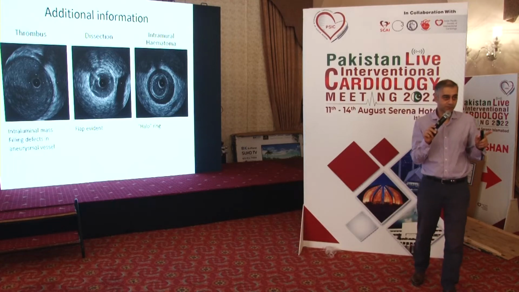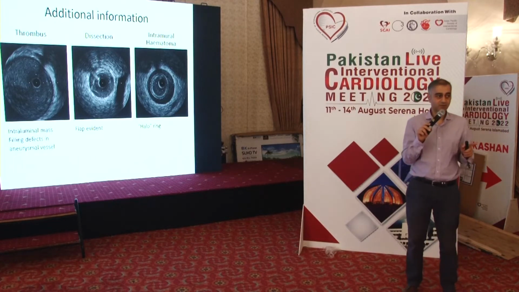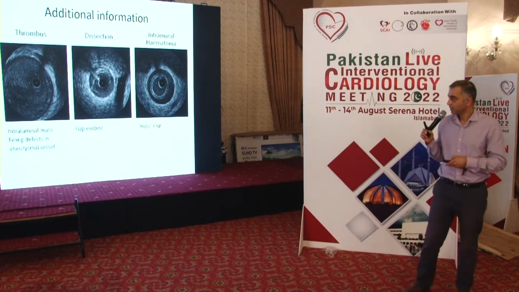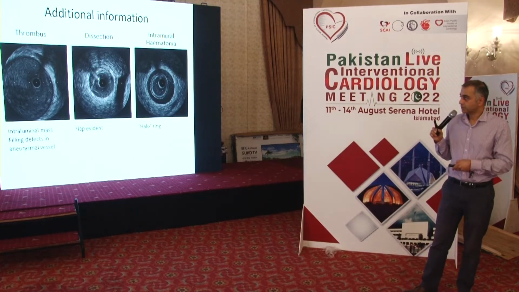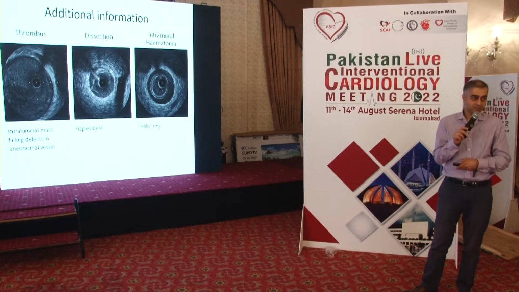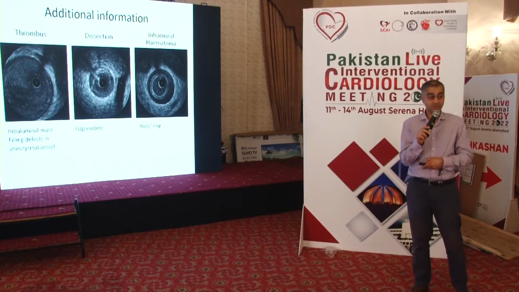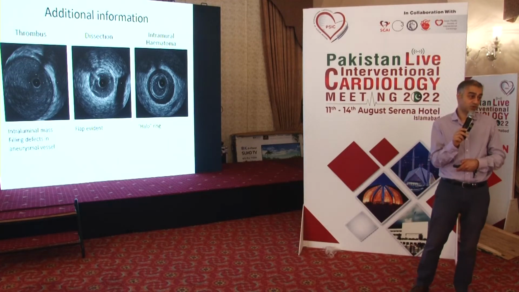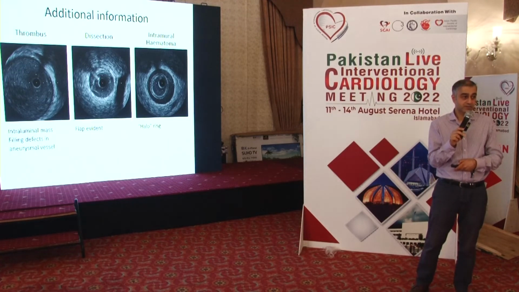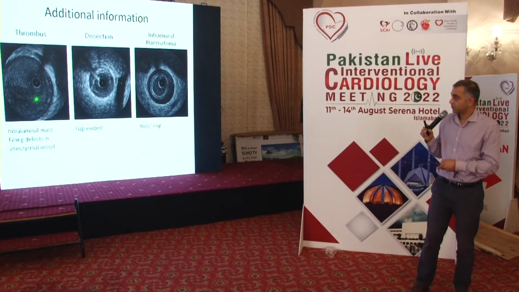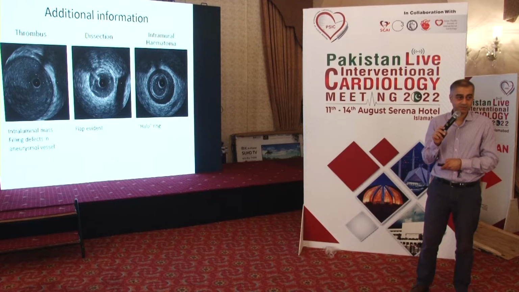So there are obviously lots of other things that can be seen on IVUS as well. So on the IVUS, and one thing I didn't mention is these are millimeter markers. So you can make a judgment about the size of the vessel or approximate size of the vessel looking at the markers. So anyone want to tell me what they think the size of the vessel is here on the left-hand side?